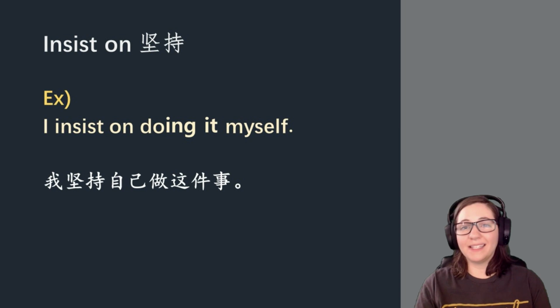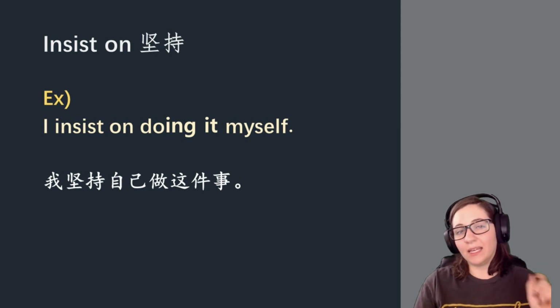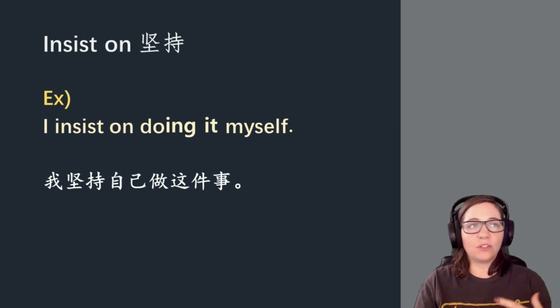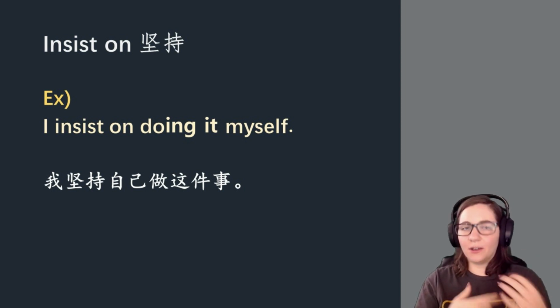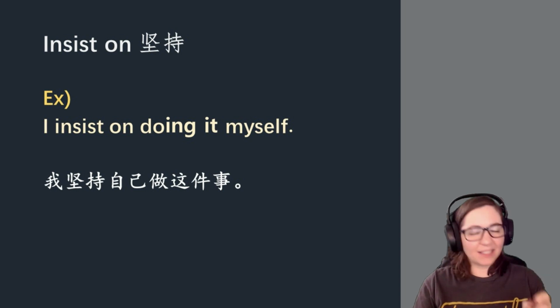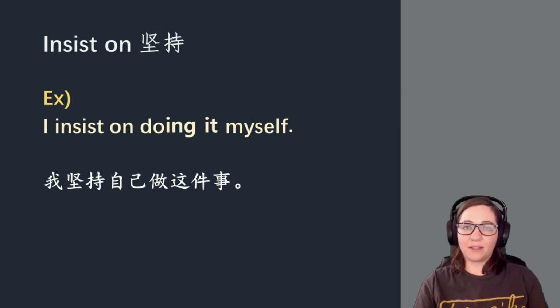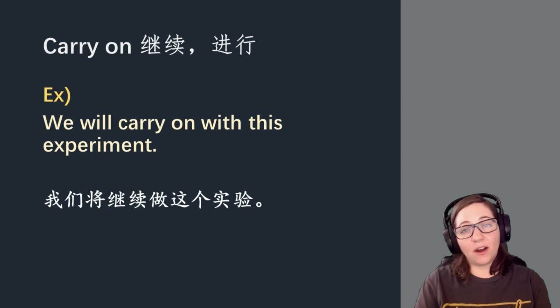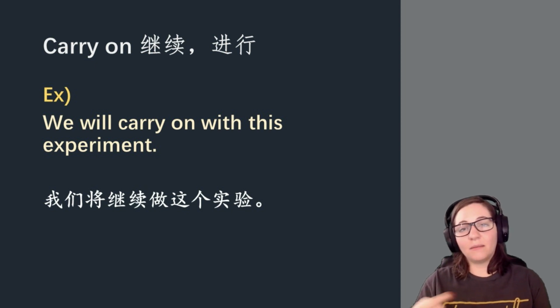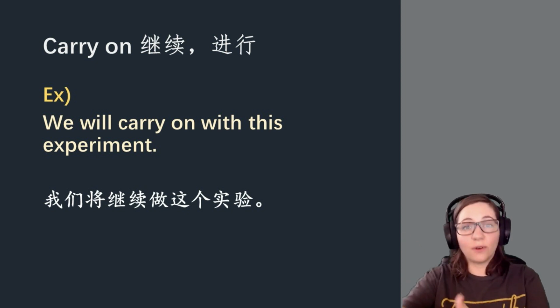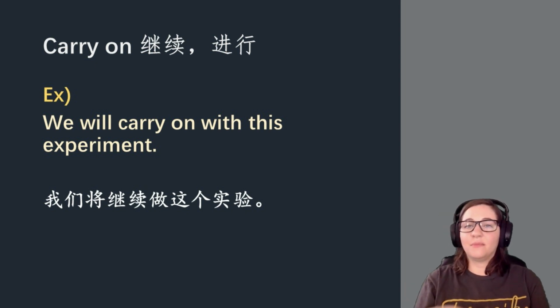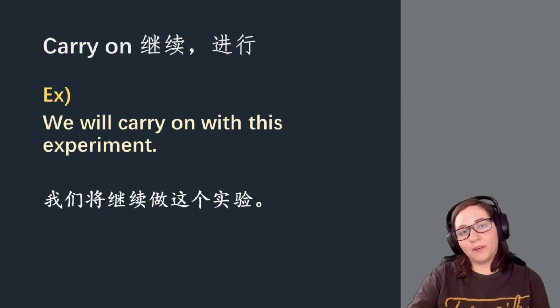So the first one is insist on. Insist on. And this means to demand almost. So here is the sentence. I insist on doing it myself. The next one is carry on. Carry on means to continue and to go forward. So we will carry on with this experiment.